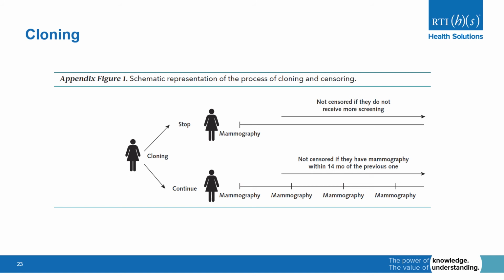The copy assigned to the continue group will continue to follow up as long as she continues receiving a mammogram at least every 4 months after the prior one. If this copy does not receive a mammogram by month 14 after the last one, we will censor her at that time point.